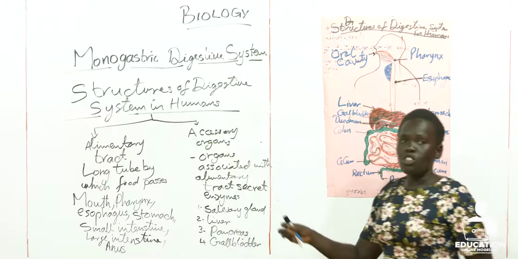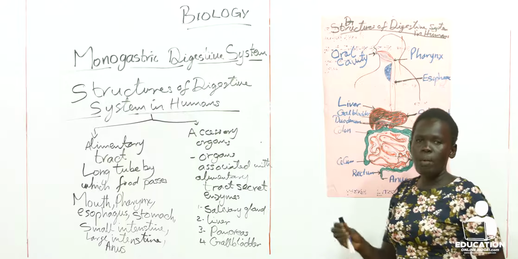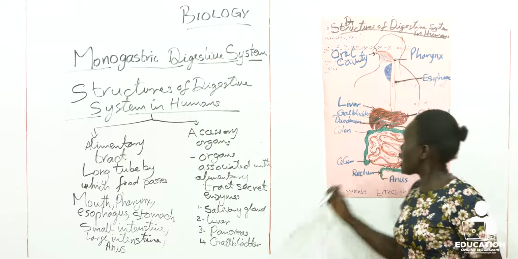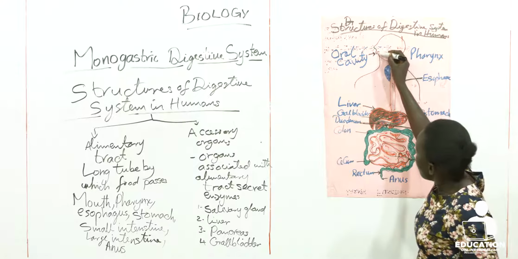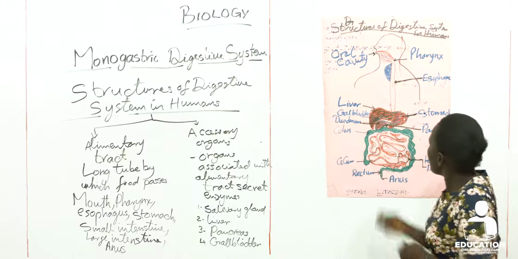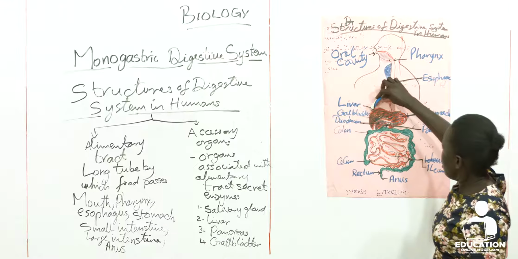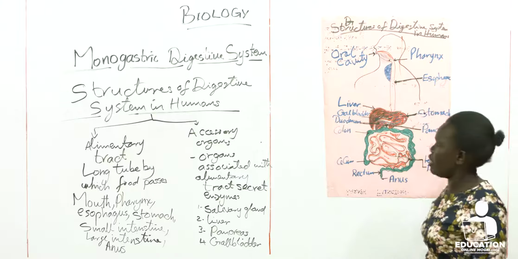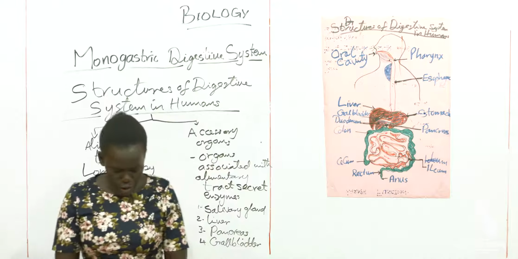While the accessory organs are the organs associated with this long tube, and their function is to secrete enzymes to break down the food into the smallest nutrients, to make them available for the body to absorb. And these are the salivary glands, which are found here in this place. Liver is here, pancreas is here, gallbladder is this one here. So these are the accessory organs. Now let us look at these parts one by one. What are their functions?